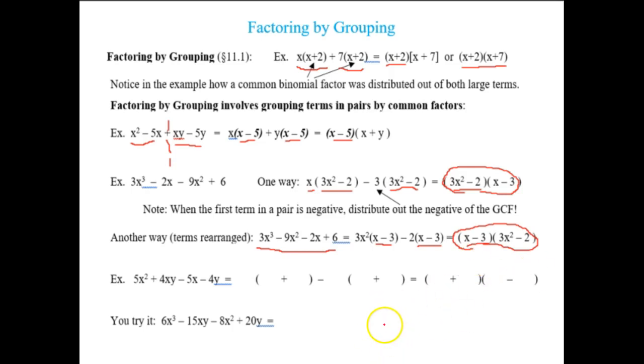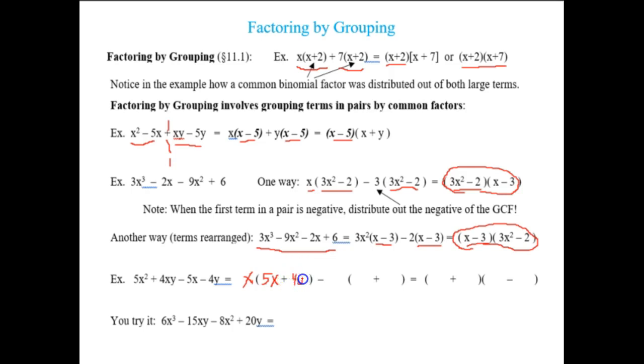Okay, one more example, and then you can try one here. So the common factor in the first two terms is just x. That's the only thing. So I could distribute out an x. So 5x squared divided by x would be 5x. So I'm going to have that for my first thing in the parentheses. Then I divide 4xy by x, and I get 4y.